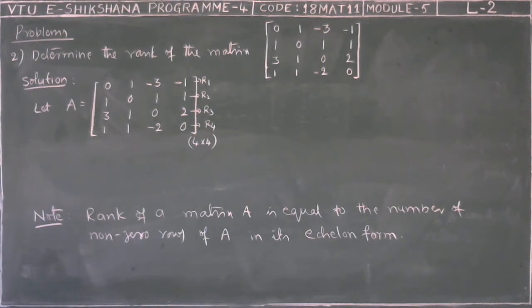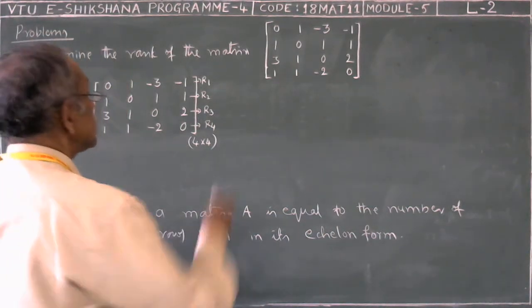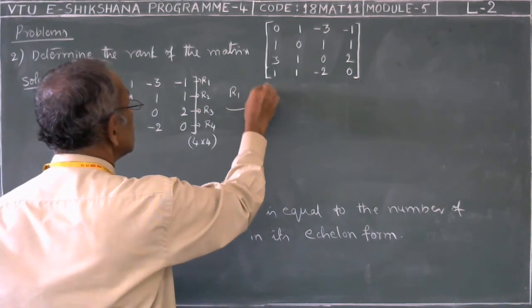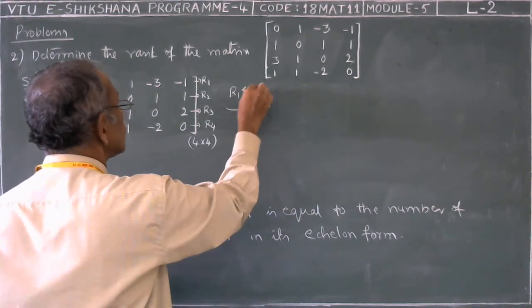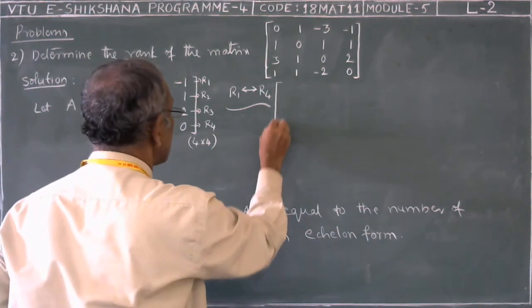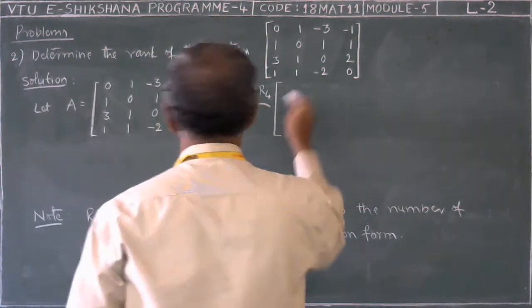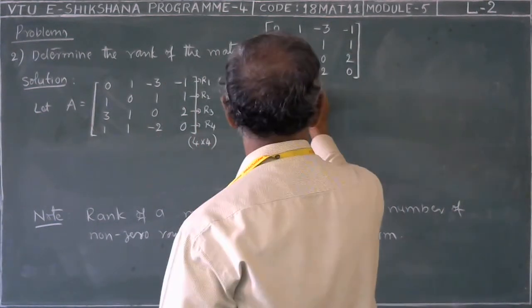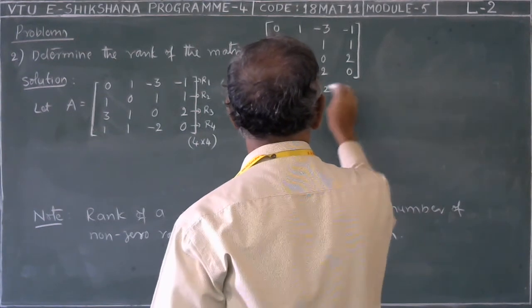This is a 4 by 4 matrix, a square matrix. Now, I want to push this row to the bottom level. So what do I do? I interchange R1 and R4 as a first step. So this is equivalent to, and to interchange any two rows, this symbol is used. Interchange R1 and R4. You get an equivalent matrix, preserving the same order and the same rank. So now my first row will be the fourth row: 1, 1, minus 2, 0.